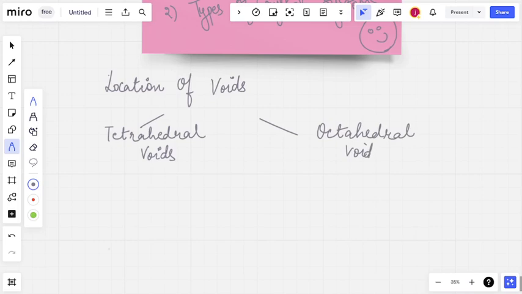So the tetrahedral voids are located. These are formed between the four atoms that we already know. The one is at the corner and the three others are there in the centers of the adjacent faces.